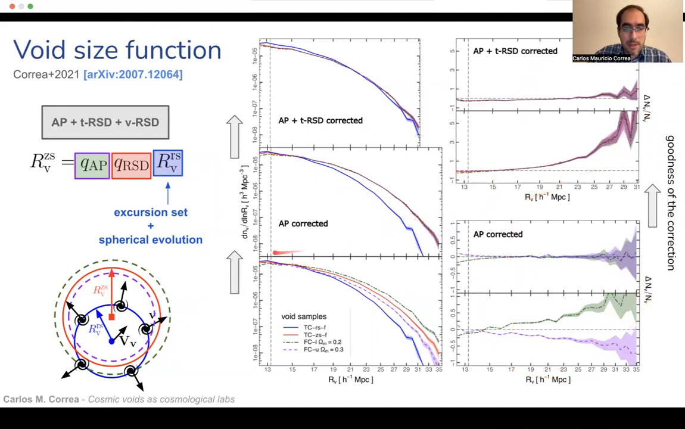In particular, look at this panel here at the bottom left. Here you can see the void abundance obtained from the Millennium Extra Large simulation in 4 different situations. Here the blue curve represents the true abundance in real space. Here in red, this is what happens if we consider dynamical distortions only. And finally, with purple and green, we also consider geometrical distortions, considering 2 fiducial cosmologies.